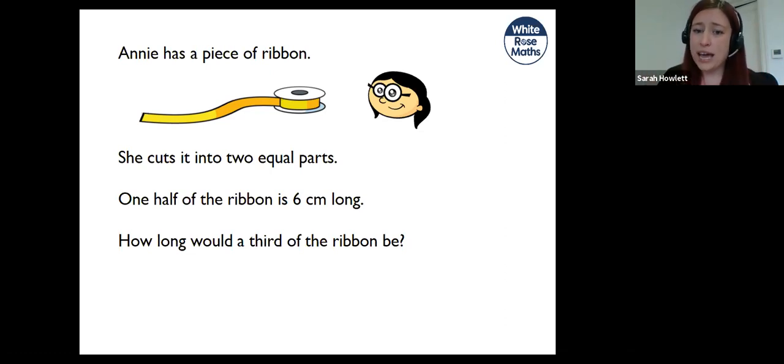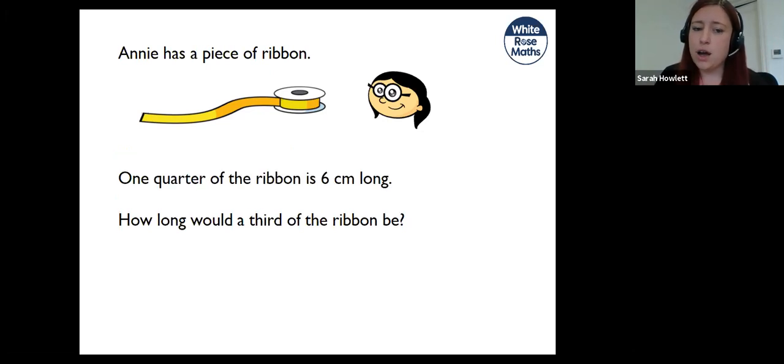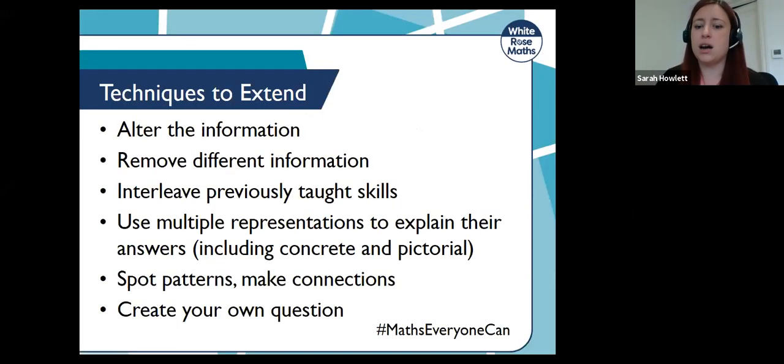So there's different ways that you could alter the question to really elicit more discussion, but also depth of understanding around the context. What about condensing a bit of that information and thinking, right, I'm going to change something about it, but I'm going to give them a little bit less as well and see if they can explore that context again, and whether they've got a real good understanding of what it is. So a quarter of the ribbon is 6 centimetres long. How long would a third be? We can really start developing those discussions.